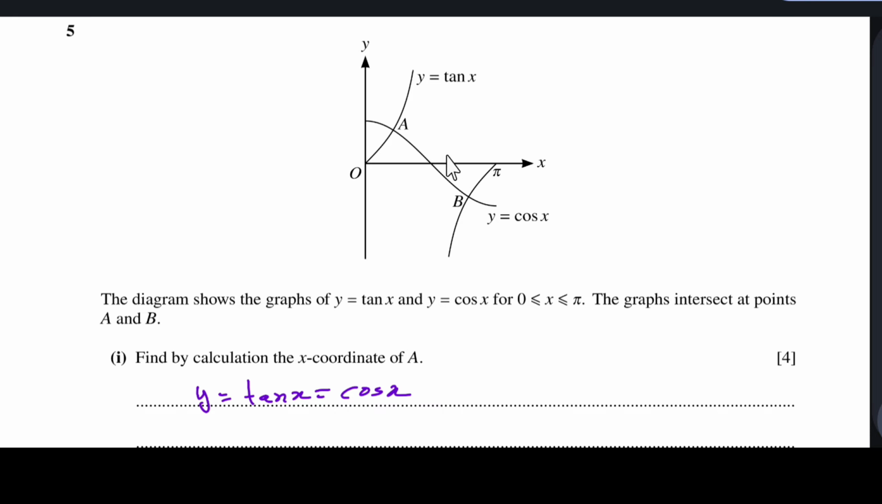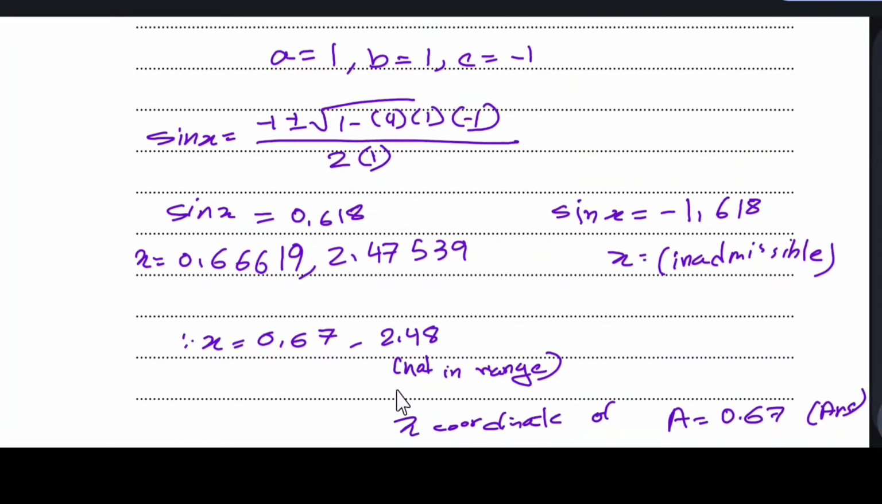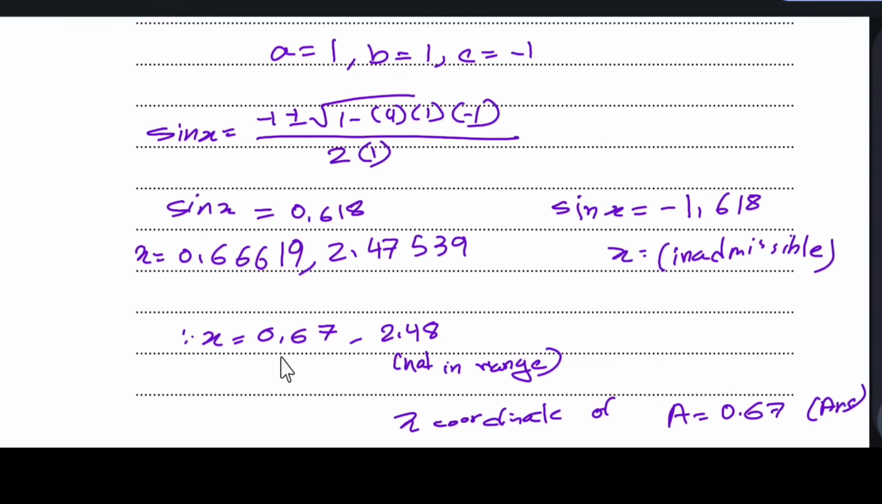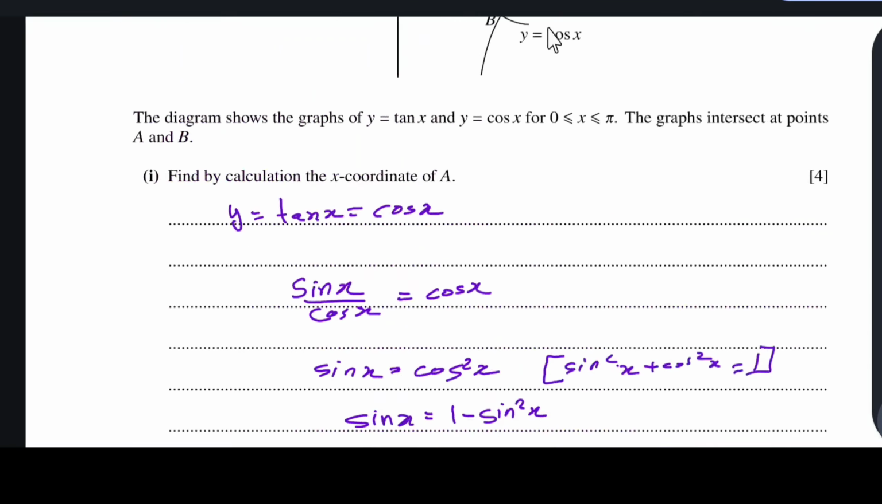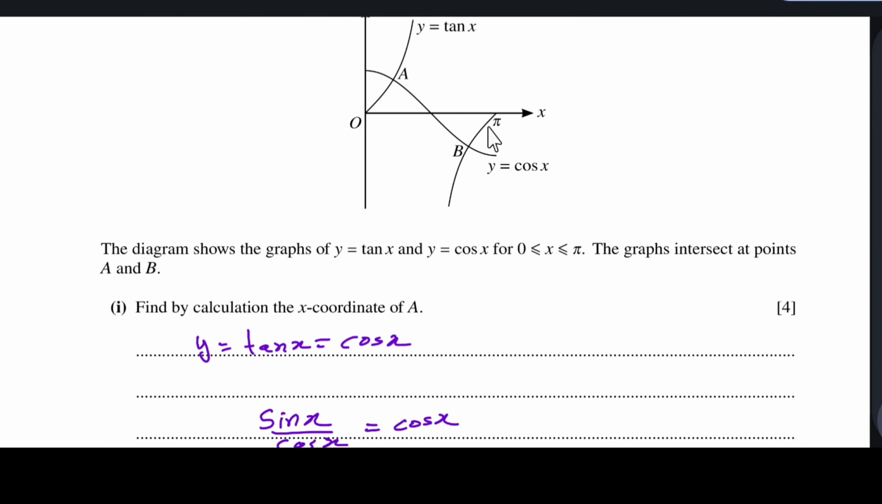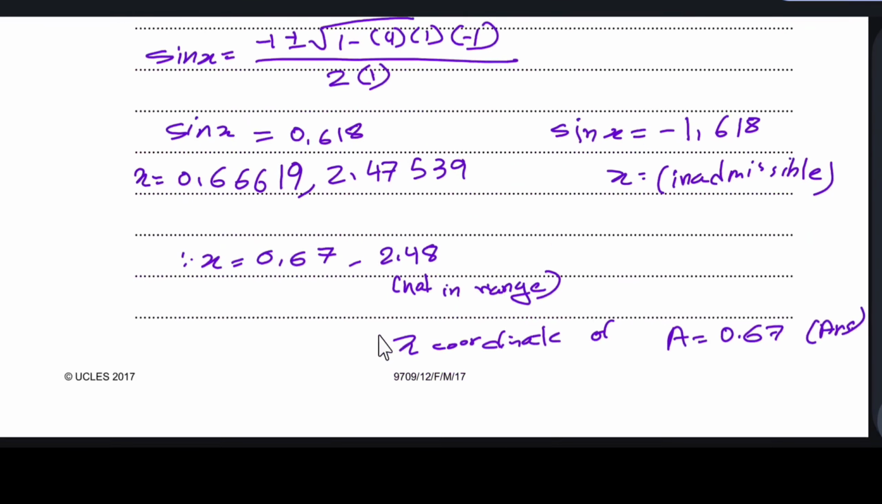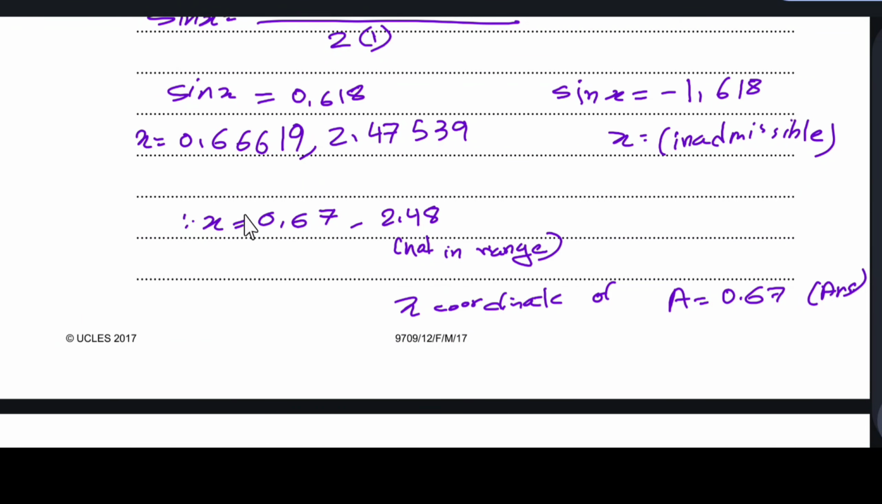Since these two both intersect, the x coordinate of A would be 0.67 and the x coordinate of B would be 2.48. So A is 0.67 and B is 2.48. So 0.67 would be the x coordinate of A.